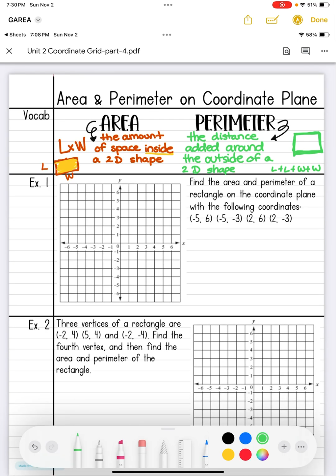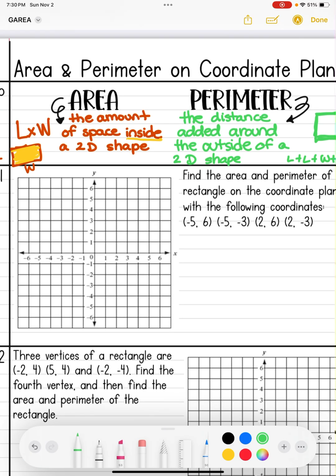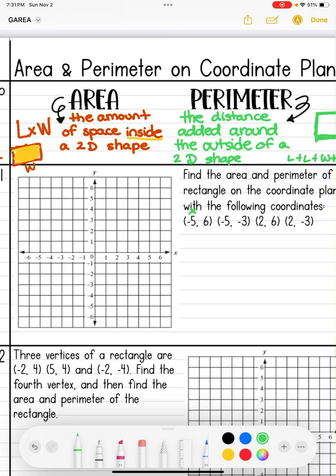Okay, let's take a look at example 1. We're going to find the perimeter of a rectangle on the coordinate plane with the following coordinates. Okay, when you're doing this, you want to always go back to what you know about the coordinates. There's always an X and the Y. It's always followed that way. So I'm going to start with my X. It is -5 and +6. That's my first point. My next one is -5 and then down -3.